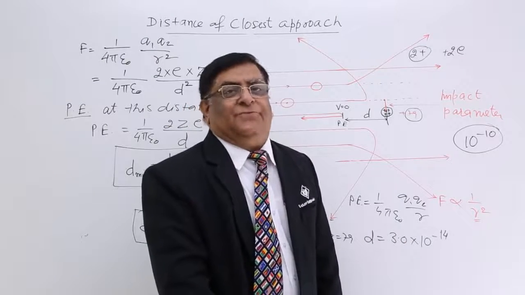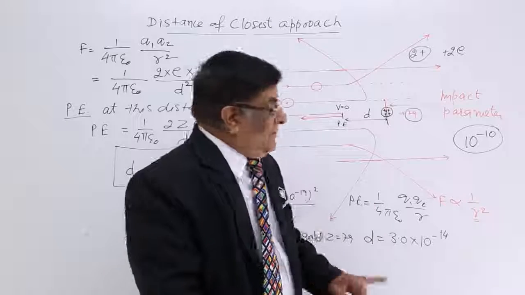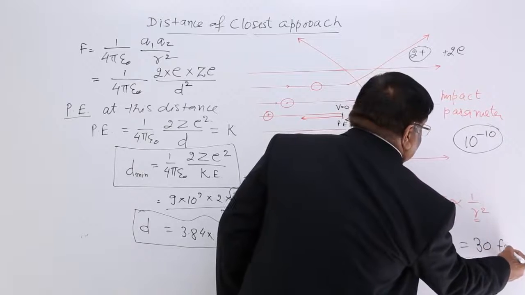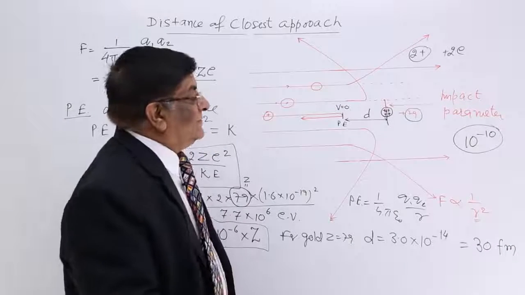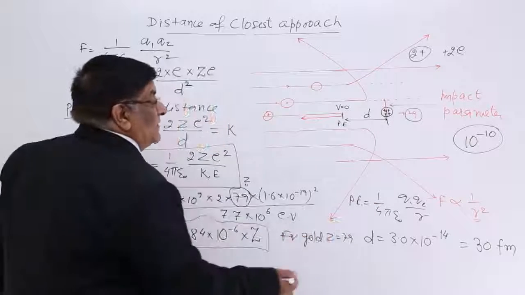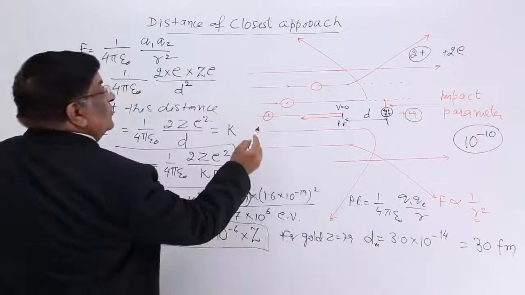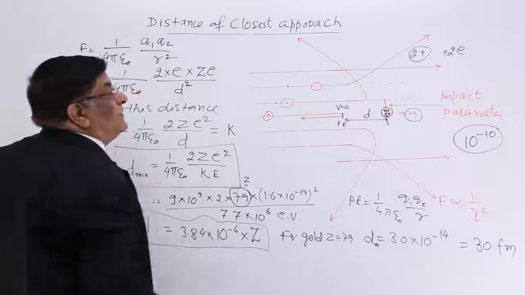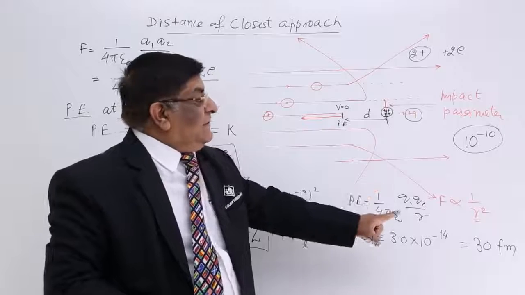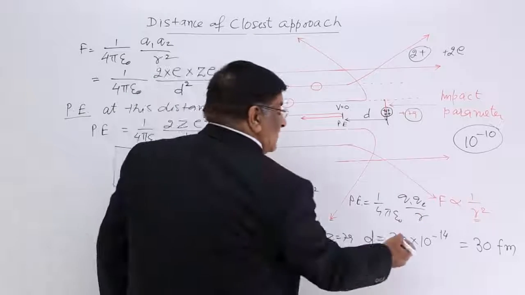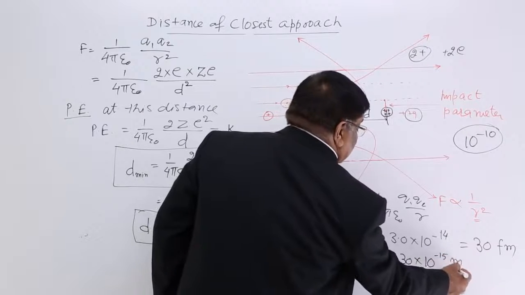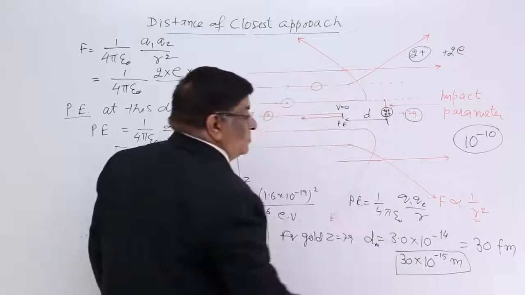Now 10 to the power minus 15, we give it the name Fermi. So this we can write as 30 Fermi, femtometer or Fermi. So 30 femtometer is the closest approach of alpha particles for gold nucleus. Gold nucleus, alpha particle, this distance is 30 femtometer, and that means 30 into 10 to the power minus 15 meter.